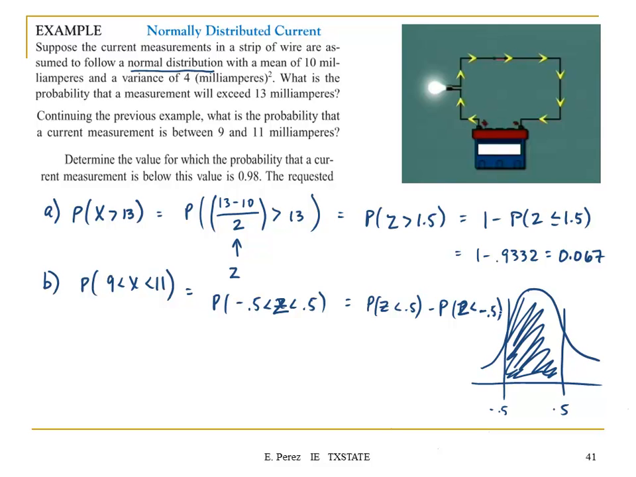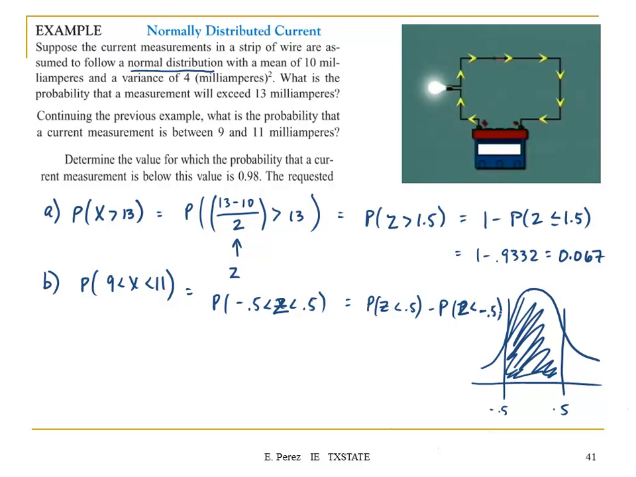If you look at your table, you'll see that the first column has the value of z, and on top, the top row has additional decimal values for z. So if you look for negative 0.5, you need to look at the table for the negative values. You go to minus 0.5 in the first column, and it's 0.3085.